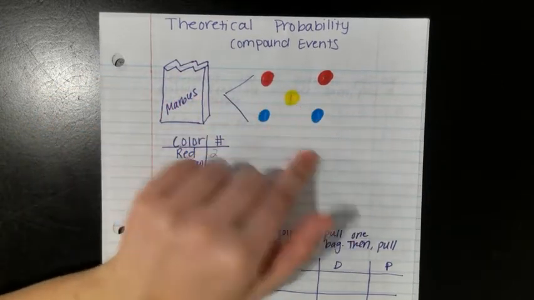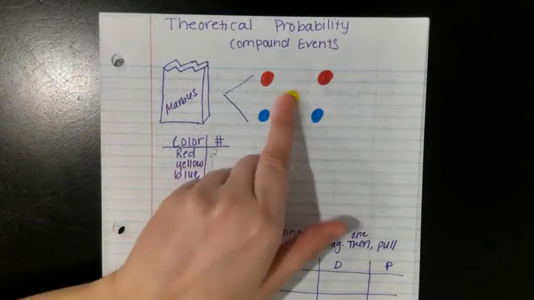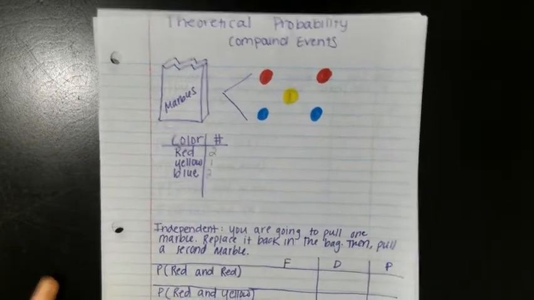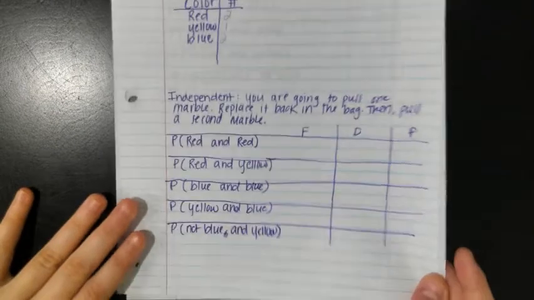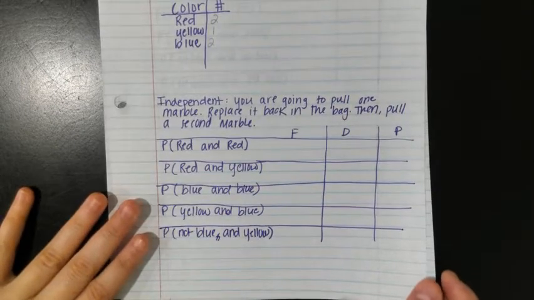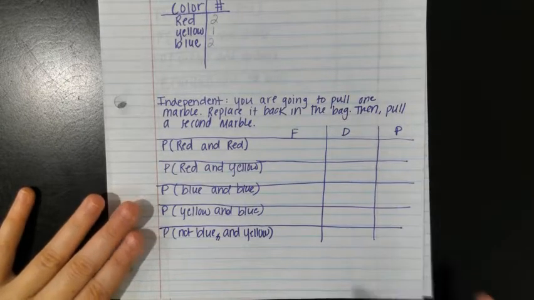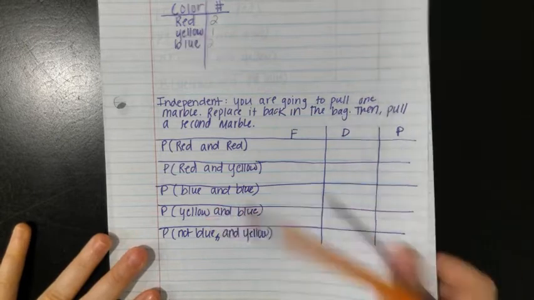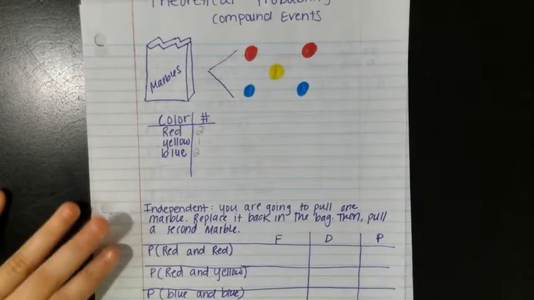Okay, so theoretical probability of compound events, title your page. If you don't have the colors, you can just draw a circle and inside put the letters, so you could do R, Y, and B for the different colors. This is the table we're going to work with first, independent, and we're going to be pulling 1 marble. We're going to replace it back into the bag, and then we're going to pull a second marble. Pause the video if you need more time. Okay, so how many total marbles do we have?